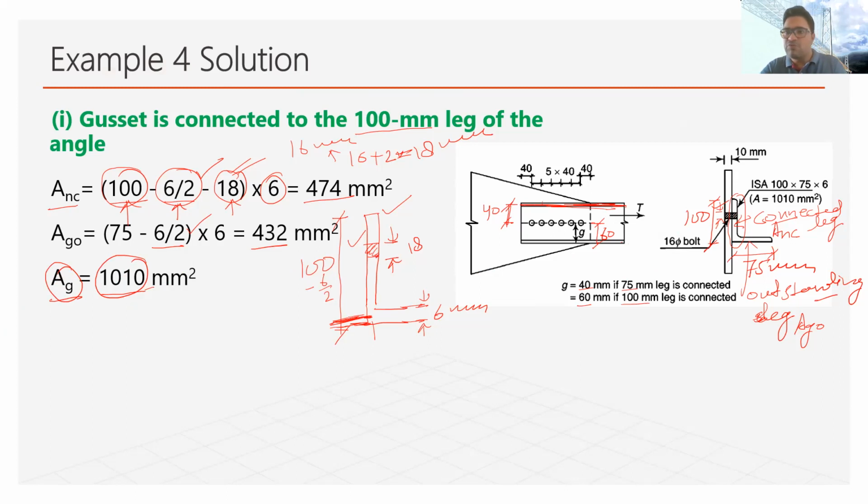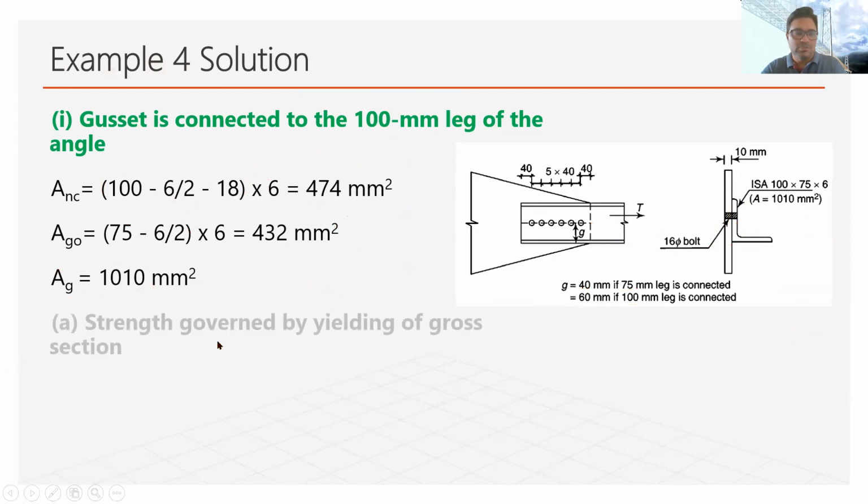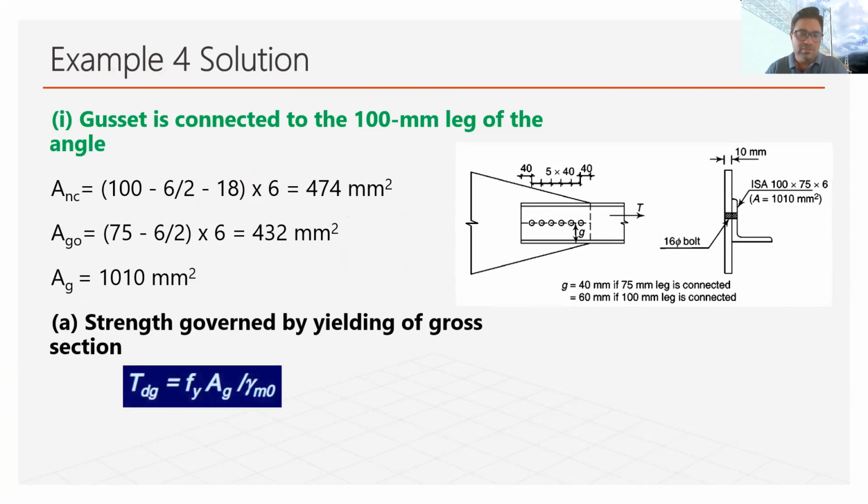So now we will try to find out the design tensile strength in three aspects. One is yielding, then rupture, and then block shear. So first we will consider the yielding part. So in the yielding of gross section, this is the formula that we generally use to find out the yield strength, which is TDG. We have the value of Fy, we have the value of AG.